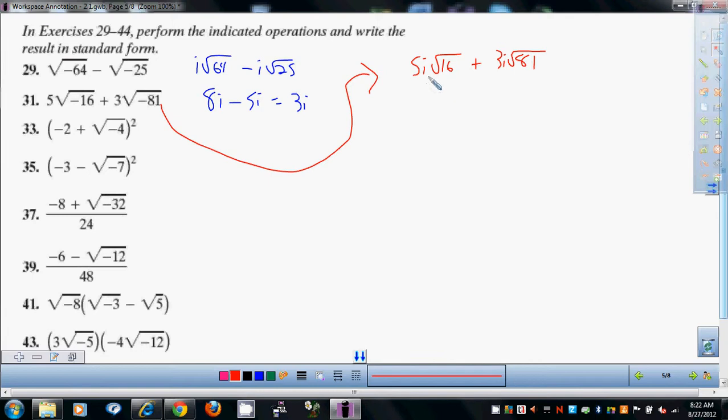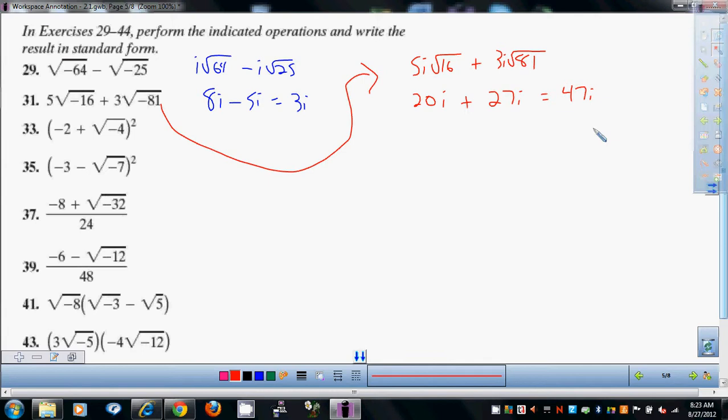Square root of 16. So that'll be 5i times 4, which is 20i. 3i times what's the square root of 81? So 3i times 9 is 27i, making our grand total 47i. Questions? Okay.